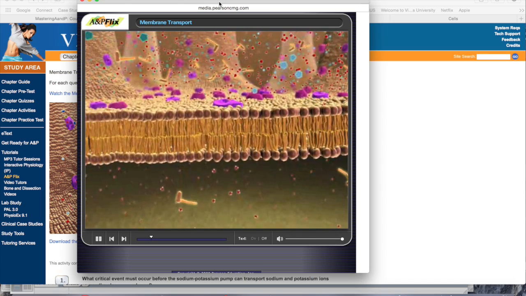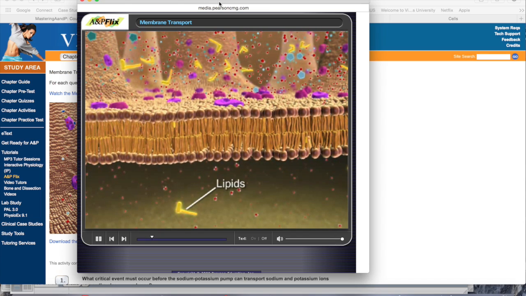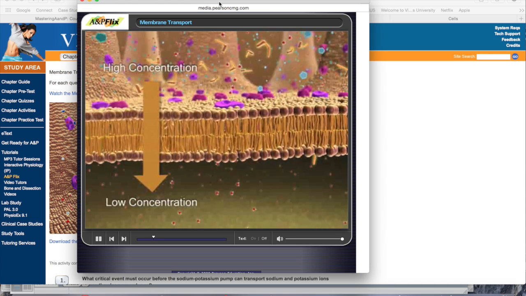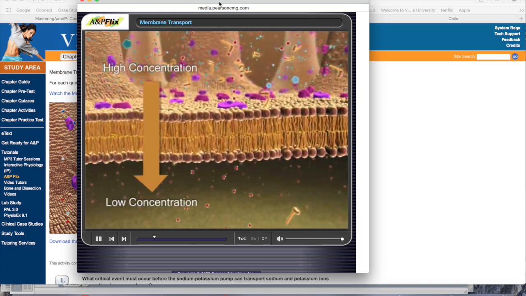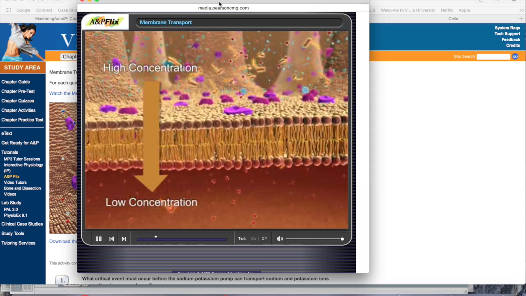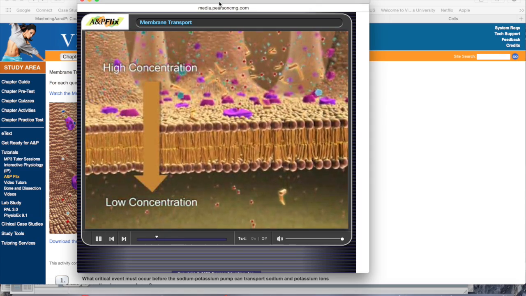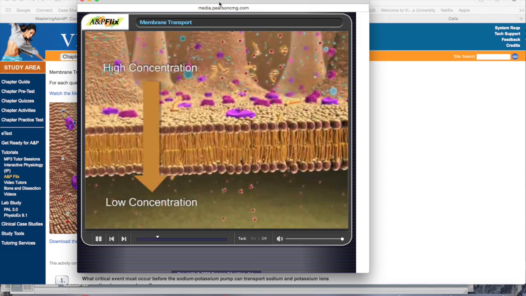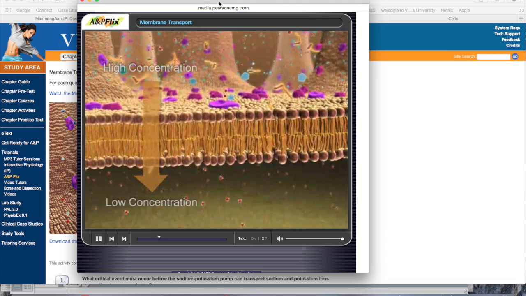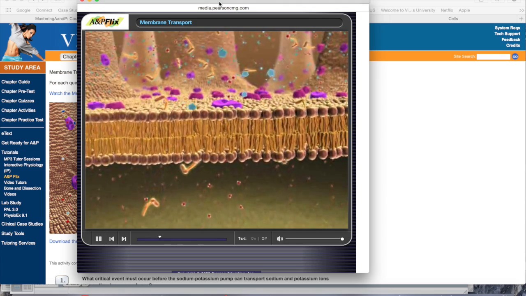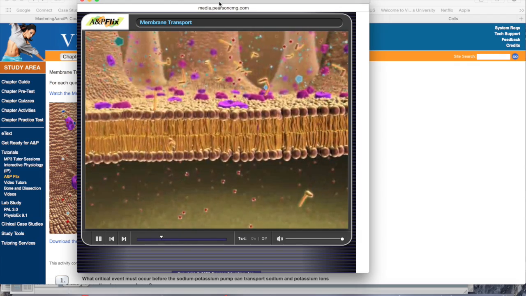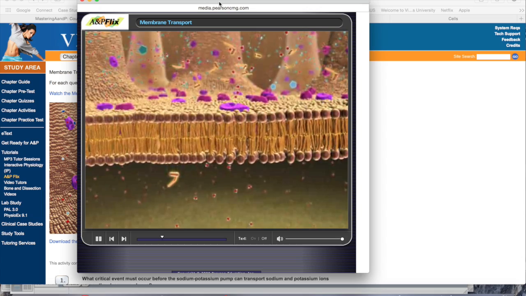Lipids, such as these yellow molecules, can move freely across the lipid bilayer. Notice that the lipid molecules move down their concentration gradient, from where they are more concentrated to where they are less concentrated. This is an example of simple diffusion. Diffusion is a form of passive transport. It does not require energy from the cell, but it does depend on the concentration gradient, size and charge of the molecule or ion. However, most molecules cannot cross the lipid bilayer.